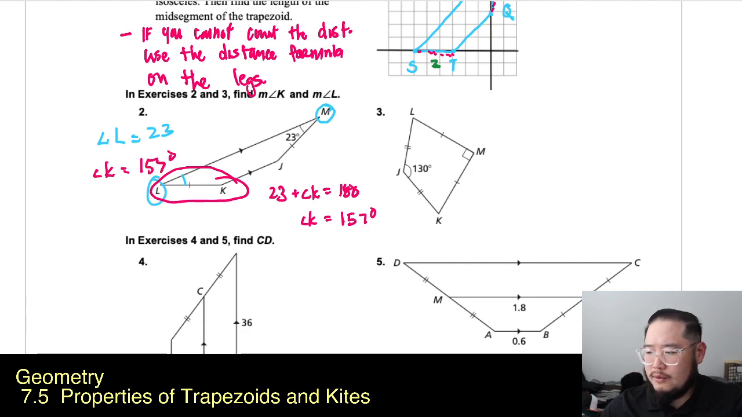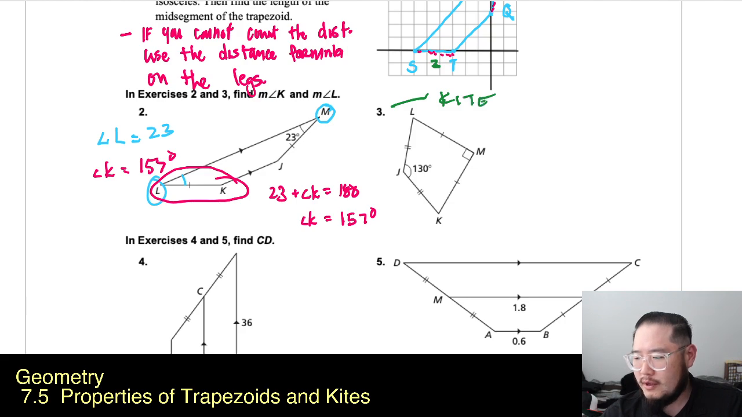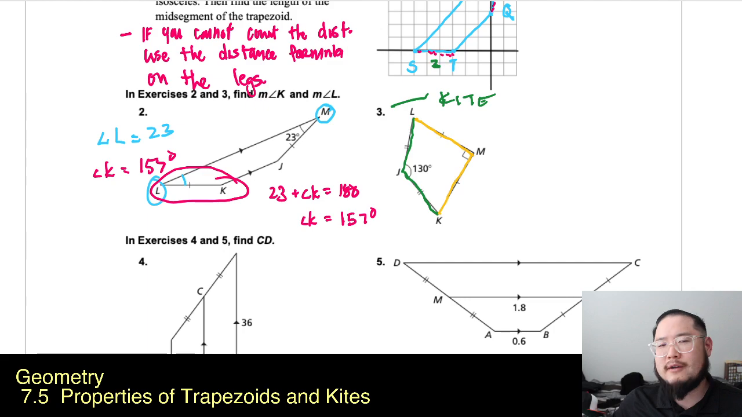All right, with number 3, I take a look at this, and it looks a little different than number 2 as far as the shape and the type of figure that is. That's because number 3 right here happens to be a kite. Because take a look, I've got two pairs of consecutive sides that are congruent. JL is congruent to JK, and LM is congruent to KM. Those are the consecutive sides that happen to be congruent right here.